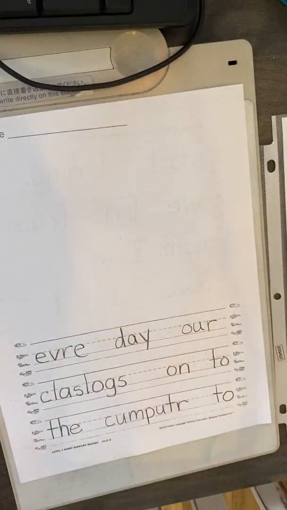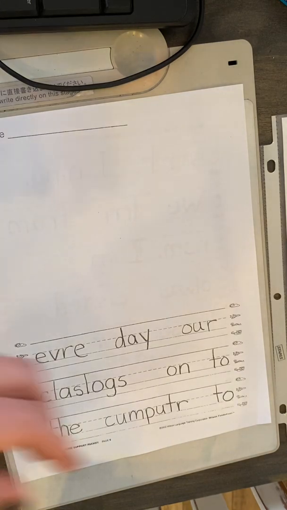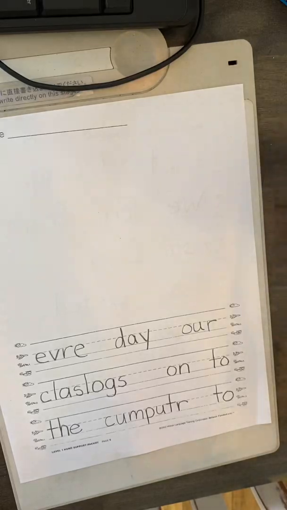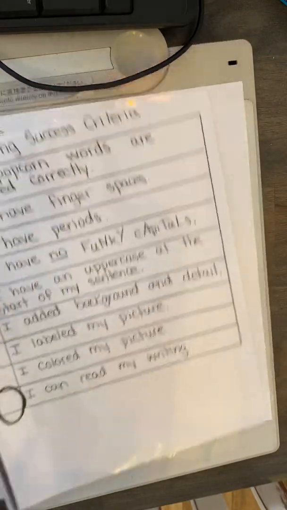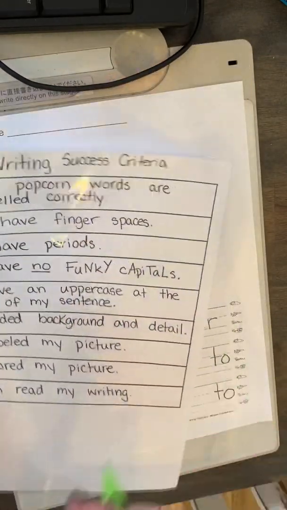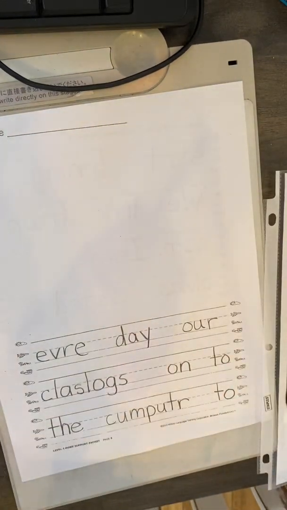Again, you're not writing the exact same thing I wrote. You're writing something that you want to write about school. But now I need to go through and check my success criteria. My popcorn words are spelled correctly. So I'm going to go through and check my popcorn words.